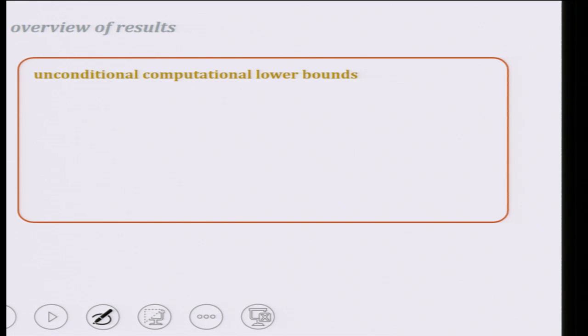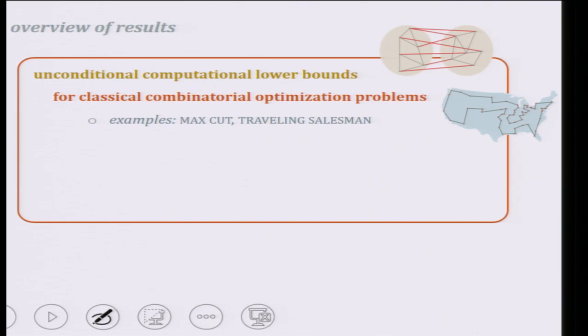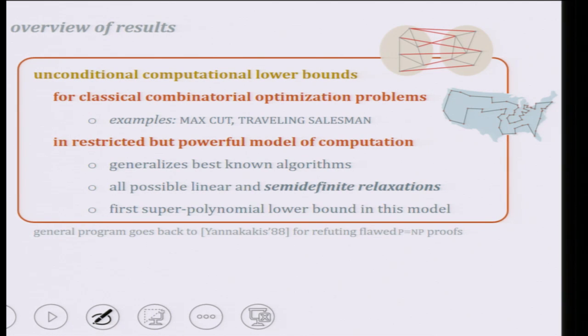So the main result of this paper is our unconditional computational lower bounds for many classical combinatorial optimization problems like MaxCut and traveling salesman. And these lower bounds hold in a restricted but powerful model of computation that generalizes the best known algorithms that we have for these problems, which are based on linear and semidefinite programming relaxations. And in this general model, our results are the first superpolynomial lower bounds for these problems.